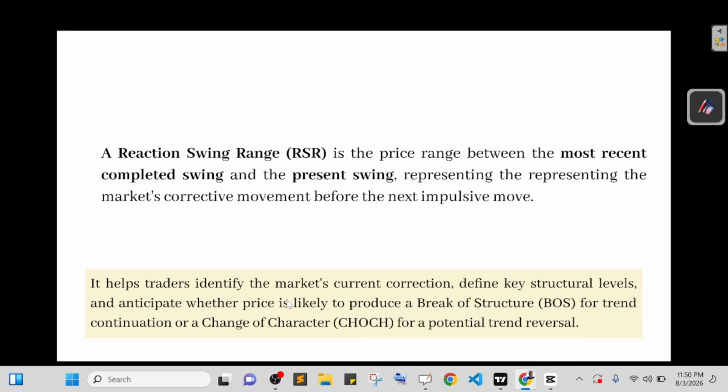Now, swing range helps traders to identify market correction, define key structural levels, and anticipate whether the price is likely to produce a break of structure for trend continuation or a change of character for a potential trend reversal. You guys will get the meaning of that as we progress.